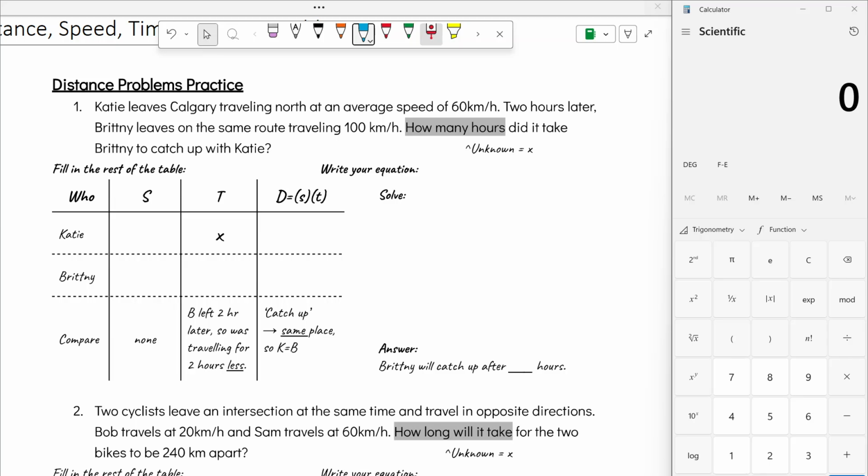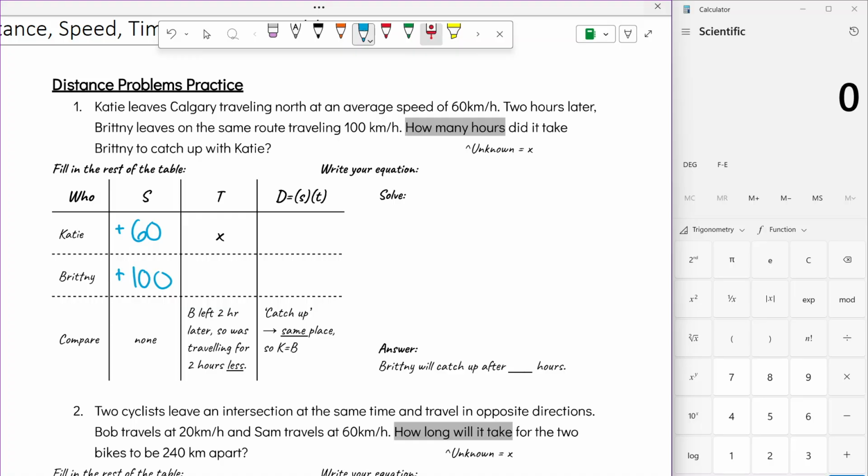Now, if we take a look at our speeds, we know that Katie is traveling north at a speed of 60 kilometers per hour, and Brittany's traveling on the same route at 100 kilometers per hour. Now, those are the same route, so we could say that they're both positive or both negative. It's easiest if we say that those are both positive speeds. Now, since we're looking for how many hours, we're going to set hours to be our unknown variable. And so I've said that Katie is traveling for x hours.